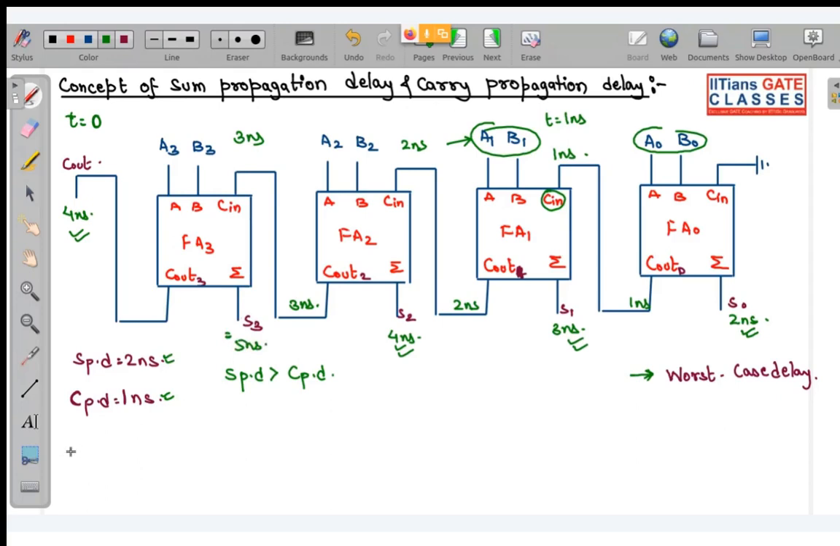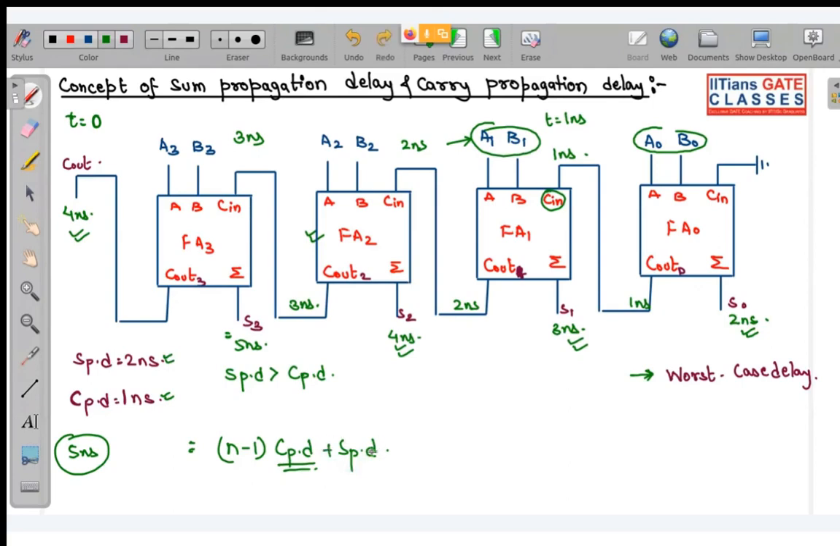So here your worst case propagation delay is how much? It is 5 nanoseconds. So the formula, if I want to write the worst case delay, it is actually n minus 1 CPD plus SPD. Why? Because you can see in the subsequent stages up to here, everything that was mattering was this CPD, how fast the carry is getting propagated. But in the last stage, we got the carry, but we were waiting for this S3. So that is why, due to this last stage, we have one SPD added over here.